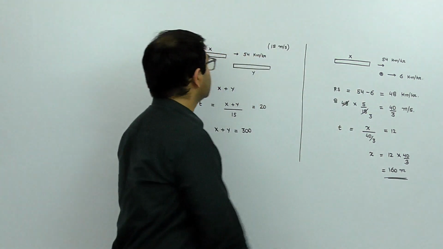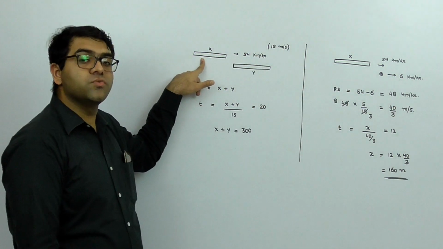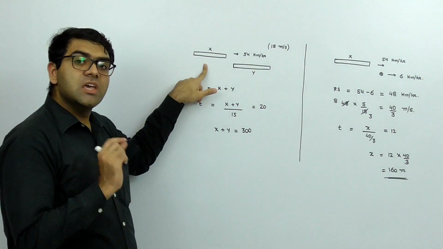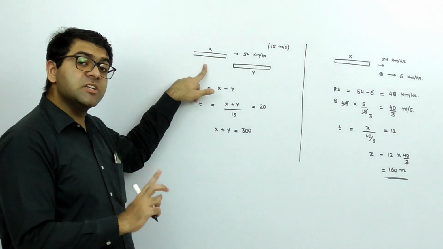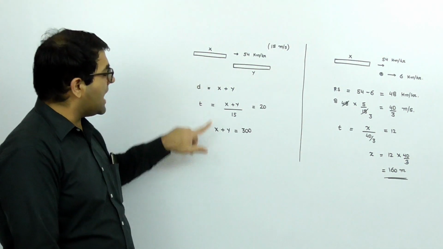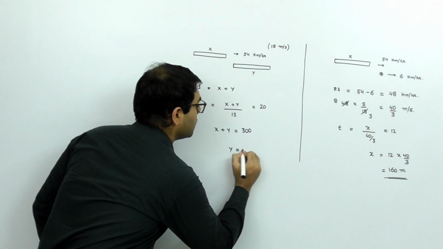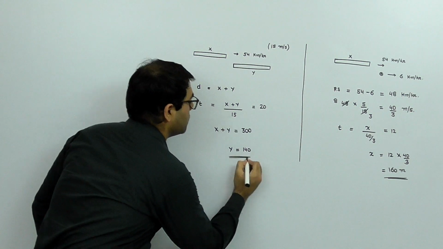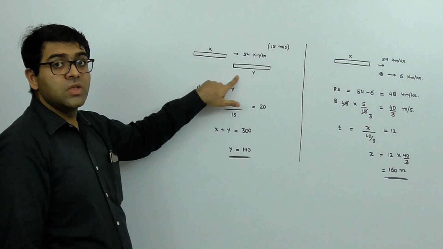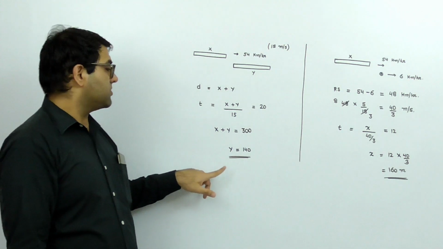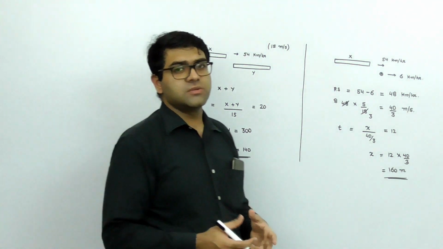Now what was my x? X was the length of the train. So from here I can deduce that the length of the train is 160 meters. If the length of the train is 160 meters, the value of x is 160 meters and x plus y equals 300. From here I can find the value of y, which is 140 meters. Y was the length of the platform. So the length of the train is 160 meters and the length of the platform is 140 meters.